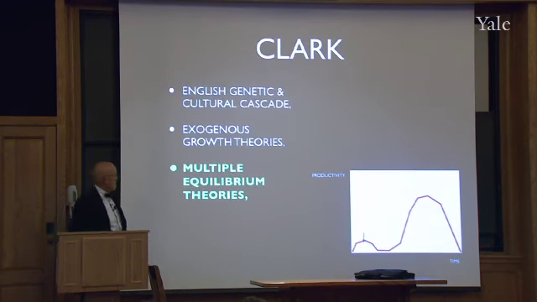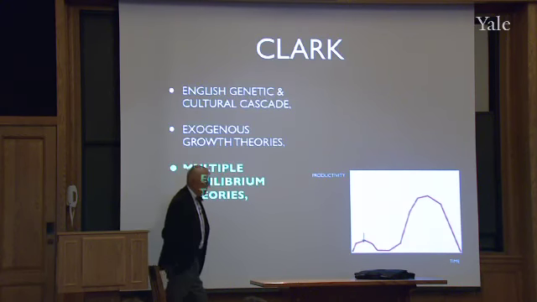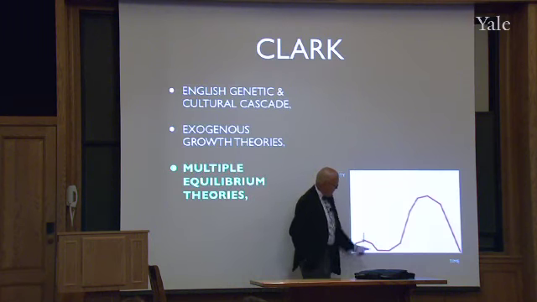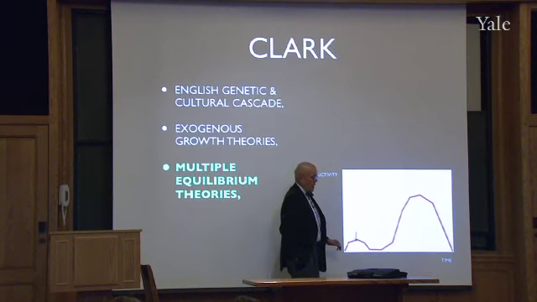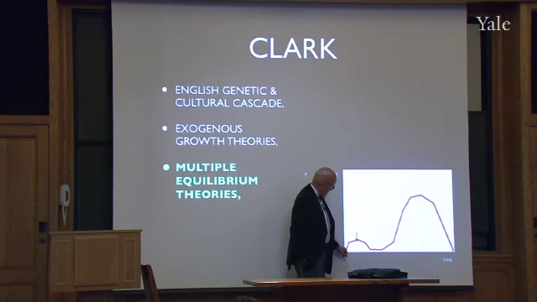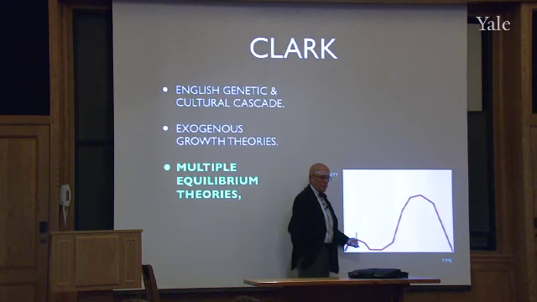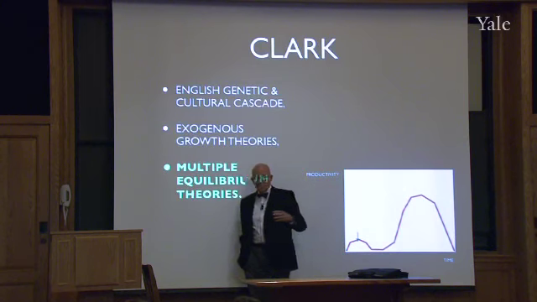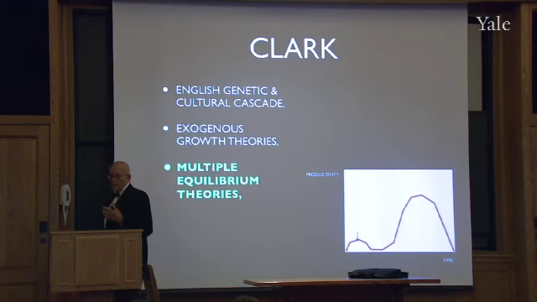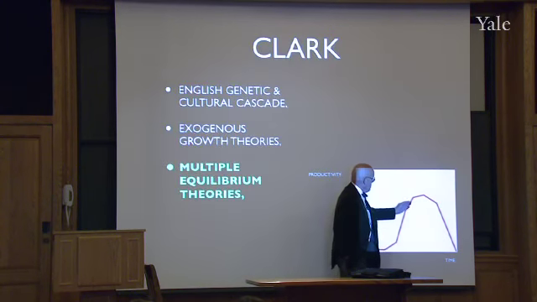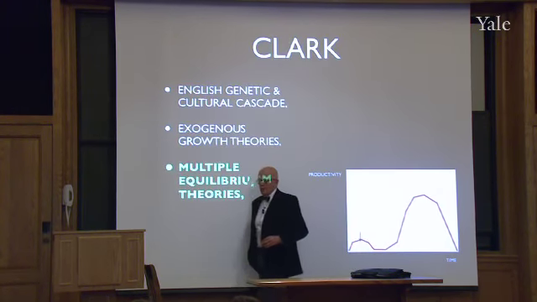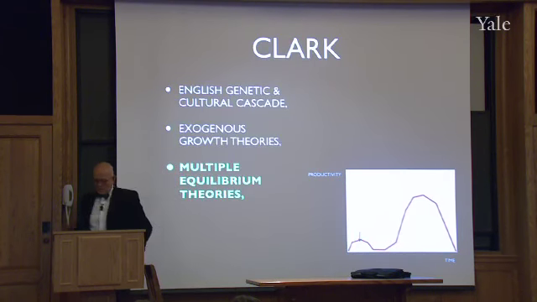Then Clark talks about multiple equilibrium theories. The idea here is, think of time passing this way and standard of living or productivity going this way. A country could climb this small hill and get stuck here, and then there'd be some exogenous shock, some huge event outside the economic system, which would allow it to pass from that equilibrium to a new equilibrium on top of the taller hill.